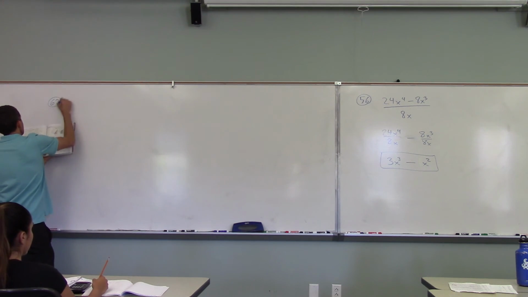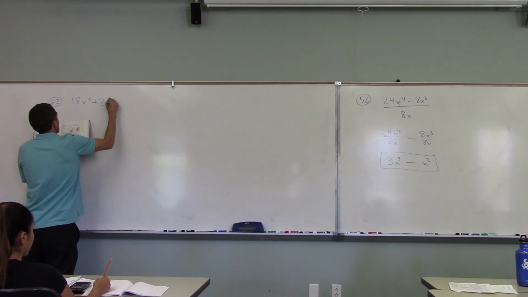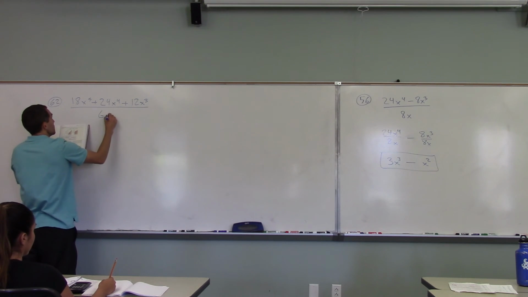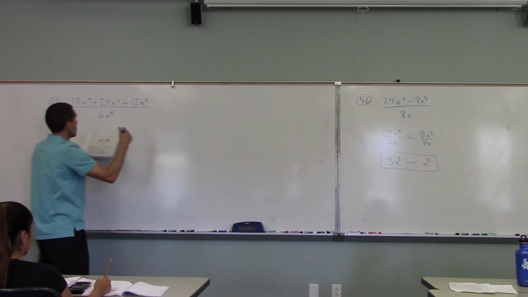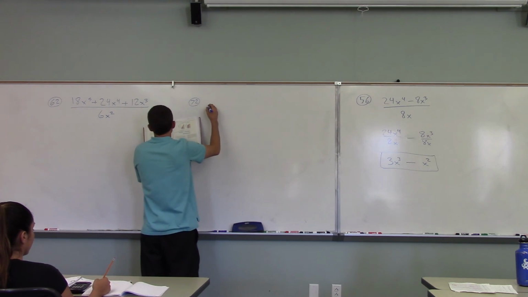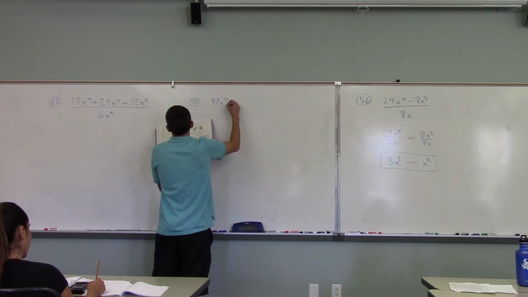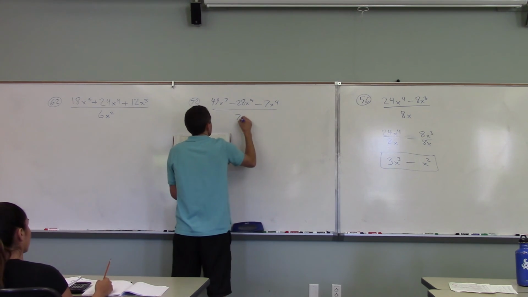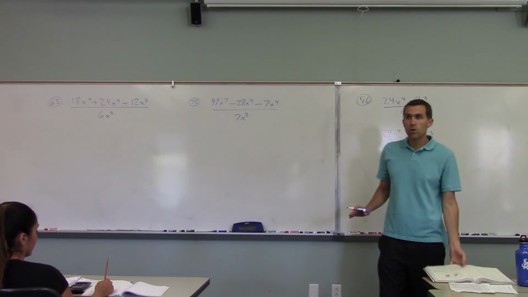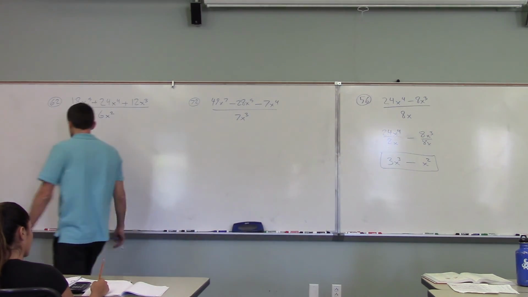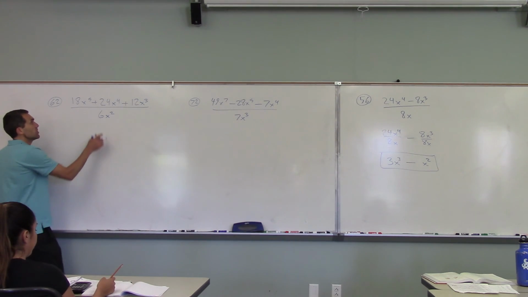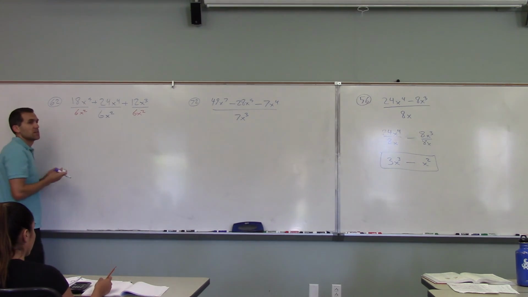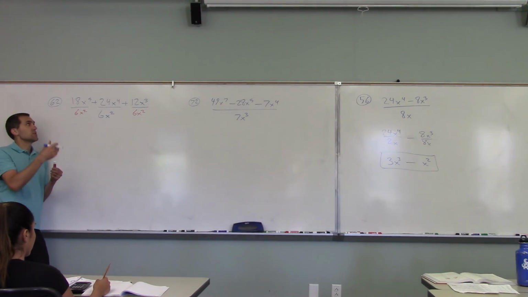We've got 18x to the 5th, plus 24x to the 4th, plus 12x to the 3rd, all over 6x squared. And we're taking out the biggest common factor here, except close, that would be x to the third. And the second one: 49x to the seventh, minus 28x to the fifth, minus 7x to the fourth, all over 7x to the third. So again, it will go into every term evenly. So the very first thing I do is split this up and divide every term by 6x squared. Then I deal with the number separately, and I deal with the variable separately.